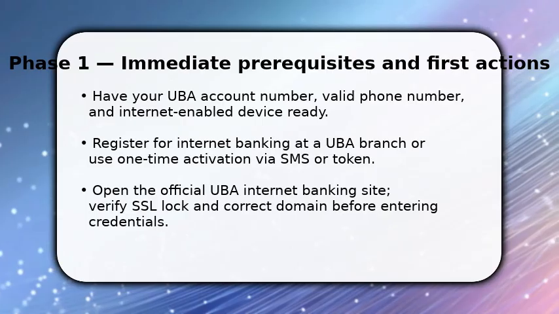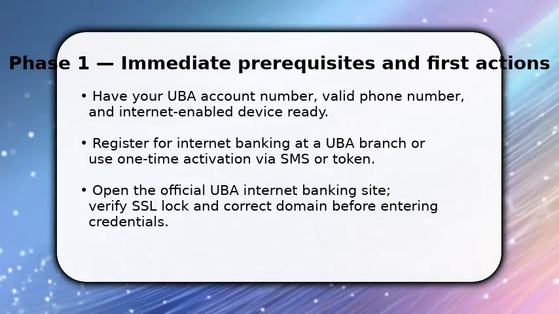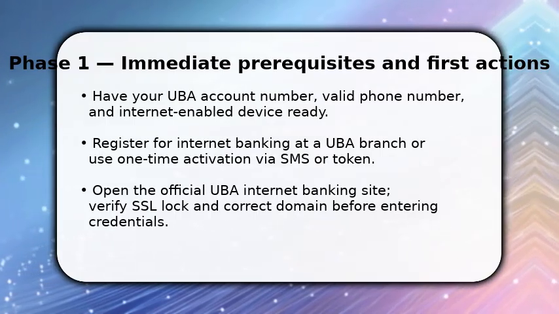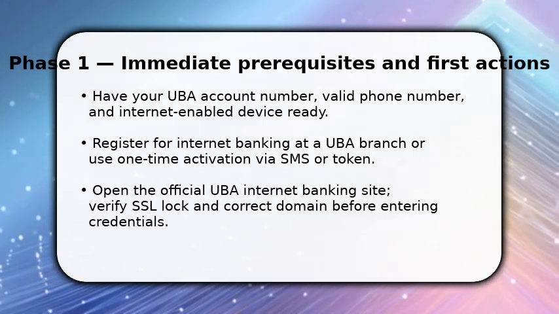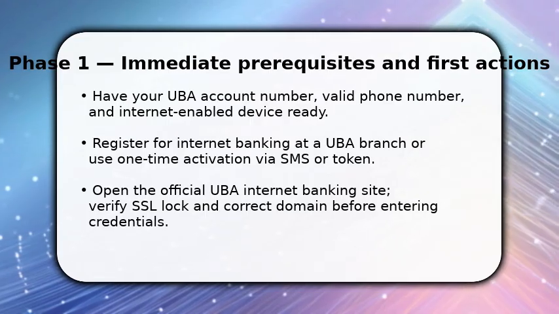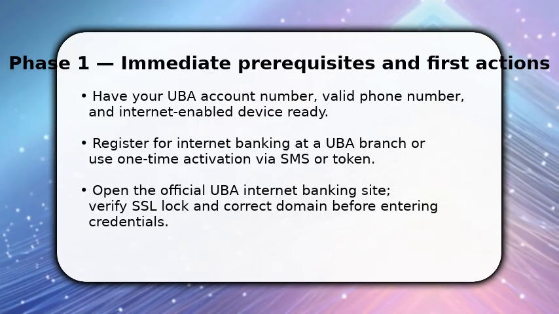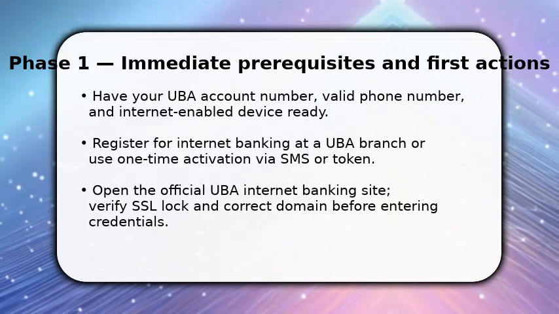You start by confirming prerequisites: your account number, the phone linked to the account, and a secure device. Next, register if you haven't, either at a branch or by requesting activation via SMS. This generates temporary credentials. Once done, open the official UBA Internet Banking site, confirm the SSL lock and exact domain name, and enter your username and temporary password.